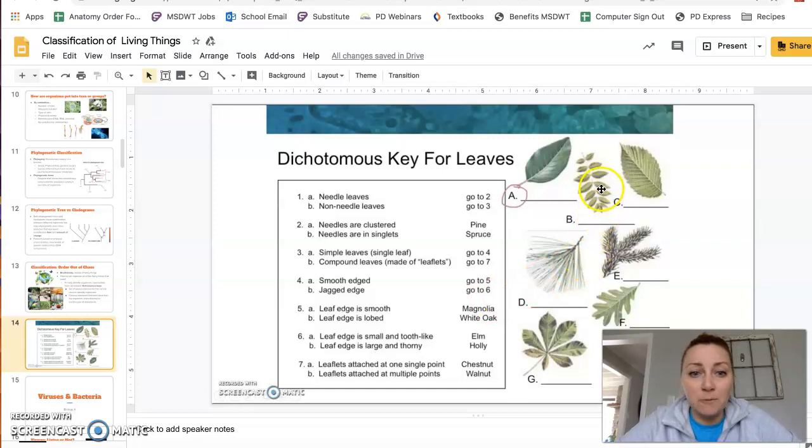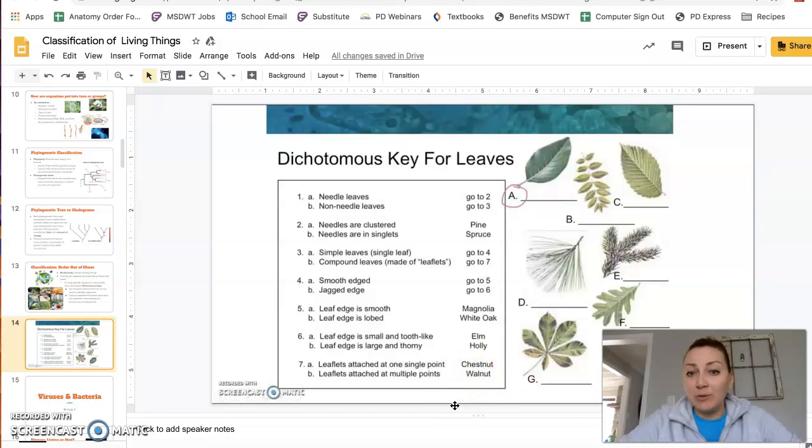Let's try B. So we start again at 1. Does it have needle leaves or non-needle leaves? Go to 3. Simple or compound? It's compound because it has the extra digits here. Go to 7. Leaflets are attached at one single point, like this one down here, or they're attached at multiple points, like they are in B, and so that's going to be a walnut tree.